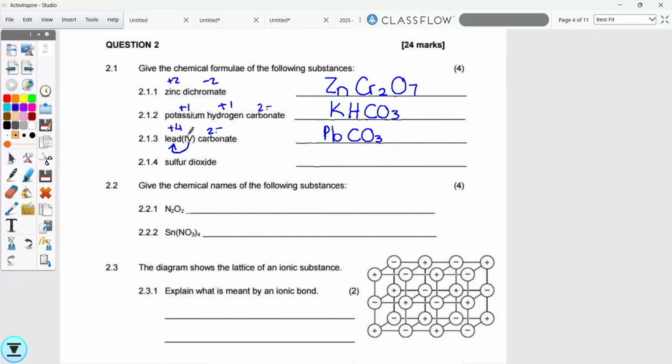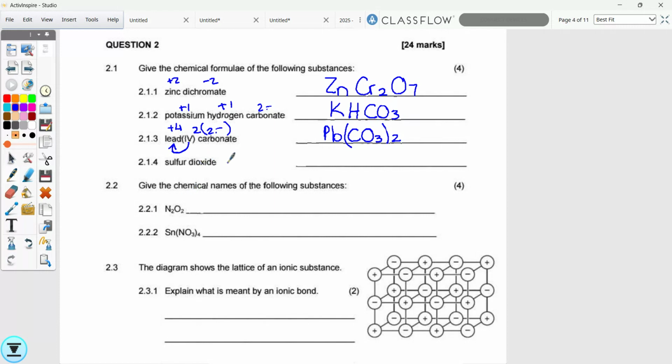Now let's look at our charges. It's plus 4, minus 2. Does that give me 0? No, what must I do? I need to make 2 of these. So that means my carbonate, I need 2 of. You happy with that?